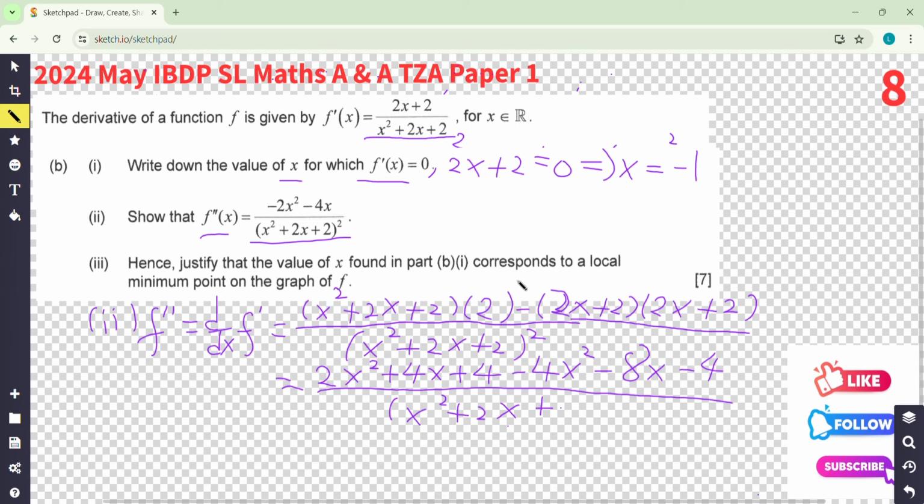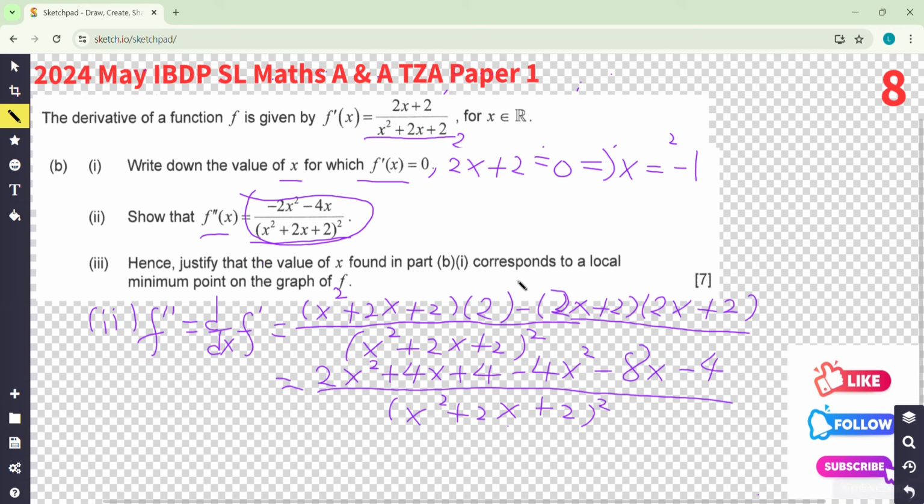I think enough for intermediate steps. See, we got the result. Okay, 2x squared minus 4x squared. Yes. 4x minus 8x, yes, minus 4x. 4 minus 4, yes, 0. So copy the result. Okay, excellent.